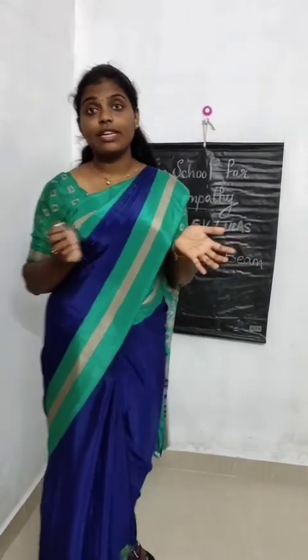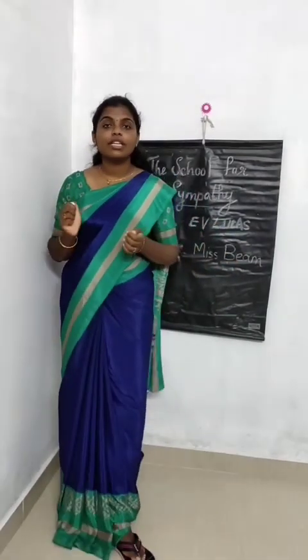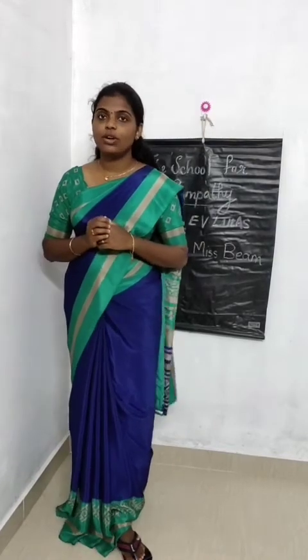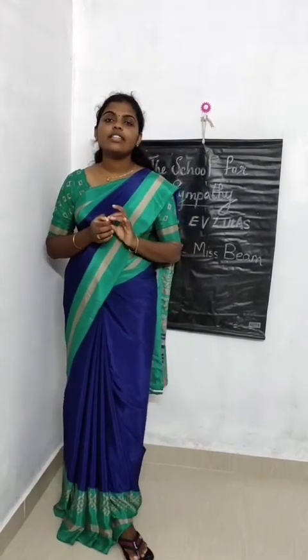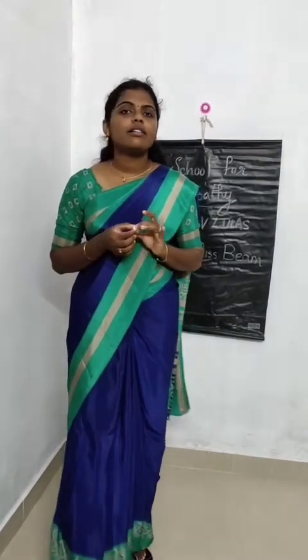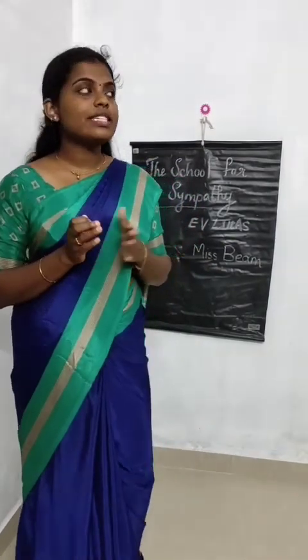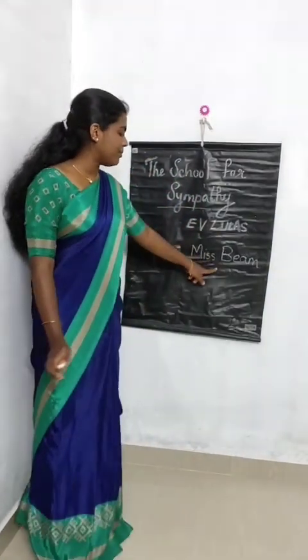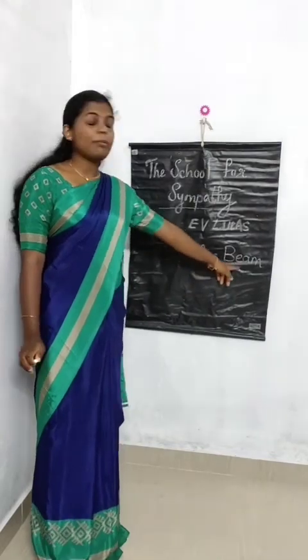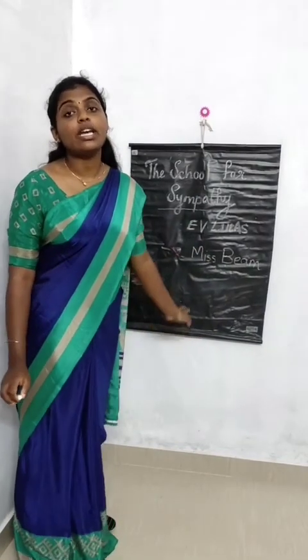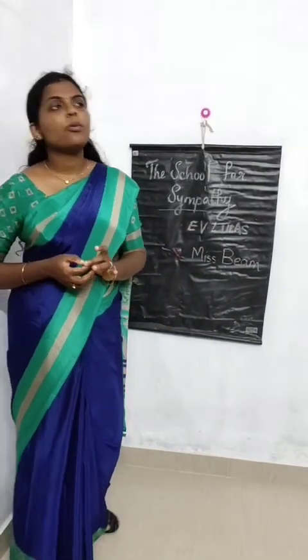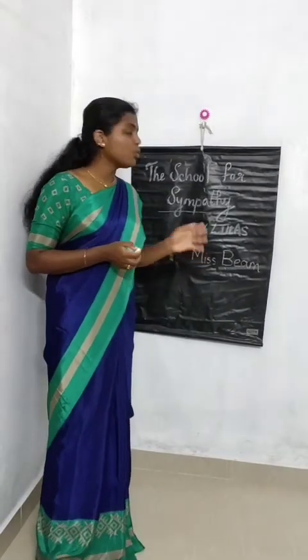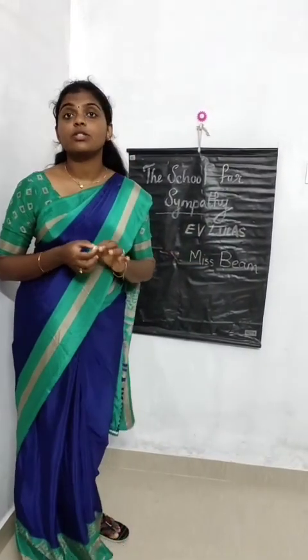So, what is the name of our lesson? The School for Sympathy. Who's the author? E.V. Lucas. So, in this story, the author visits the school of Miss B. She is one of the main characters of this story. Miss B is conducting a school which is different from other schools.